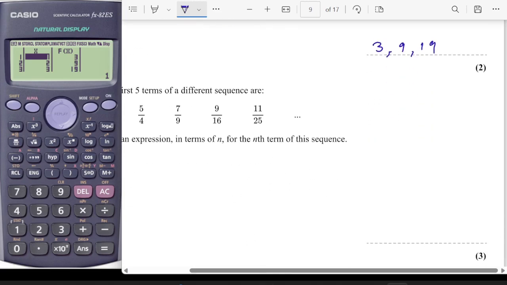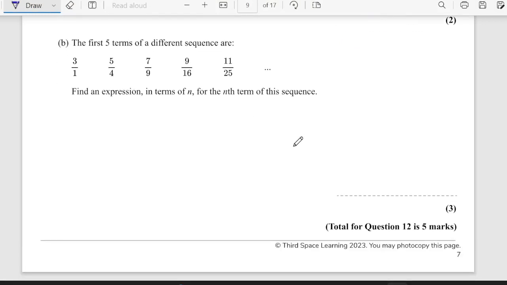Okay, and again, this was an interesting question. The first 5 terms of the sequence are given. Find an expression in n for the nth term of this sequence. I helped some students with this yesterday, and they were really overcomplicating it, which I understand because we don't get very many questions like this.